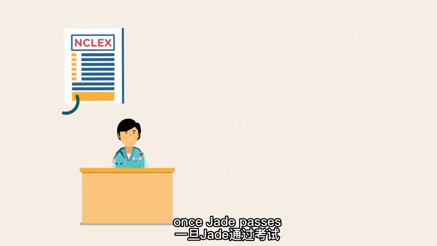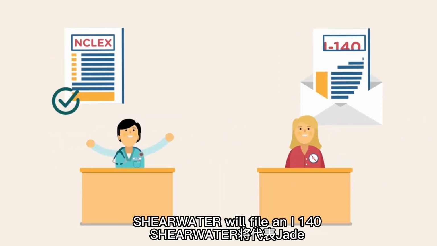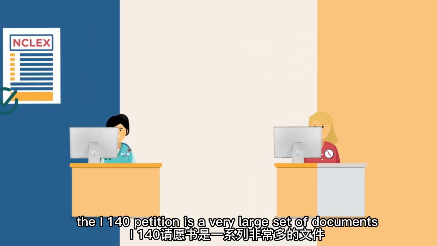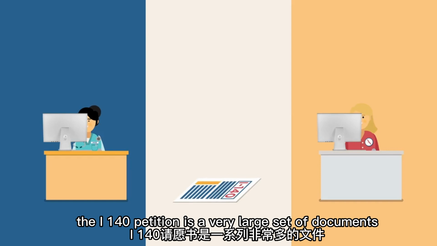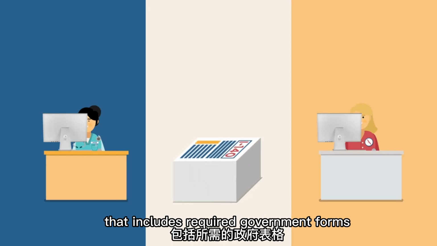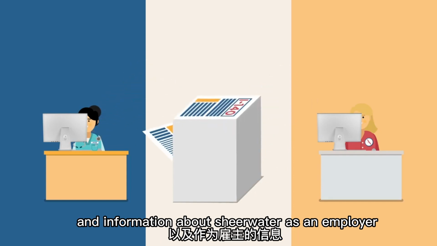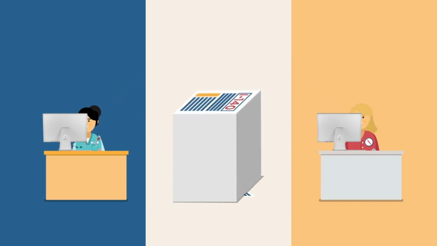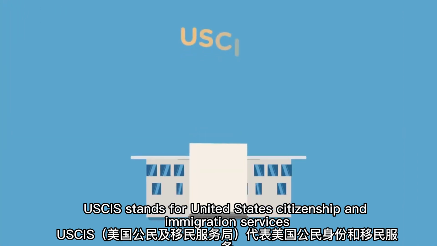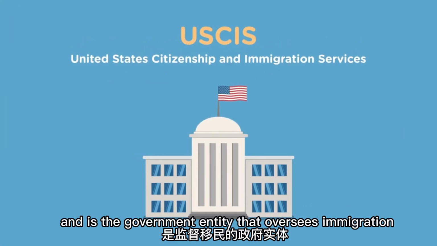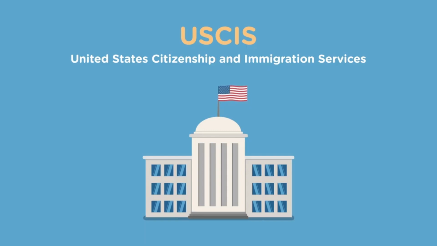Once Jade passes, Shearwater will file an I-140 petition to USCIS on behalf of Jade. The I-140 petition is a very large set of documents that includes required government forms, information about Jade's nursing background, and information about Shearwater as an employer. USCIS stands for United States Citizenship and Immigration Services and is the government entity that oversees immigration.